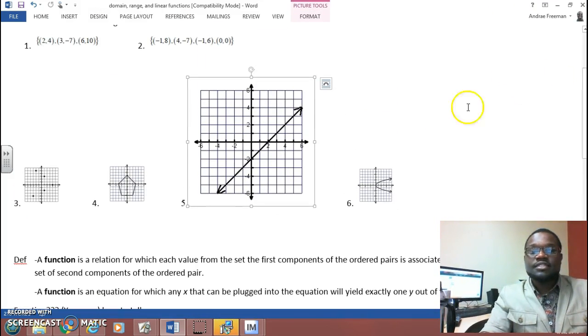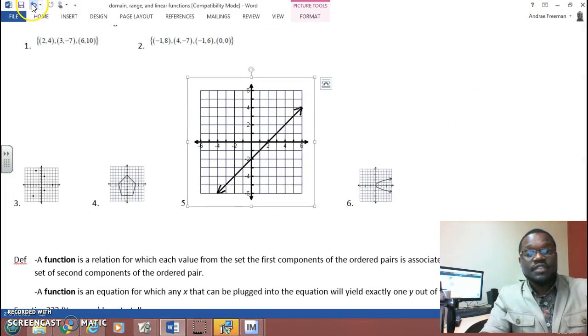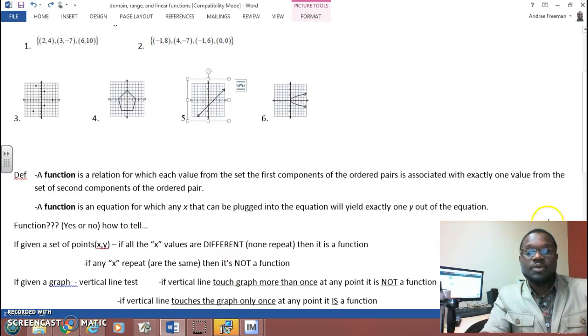Now, domain and range is important. It shows up on a lot of different things, and if you didn't get it, let's talk about it more in class. But we got to move on.